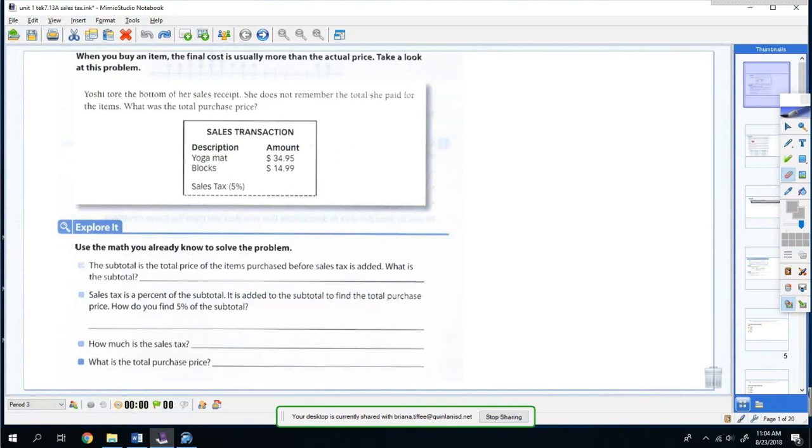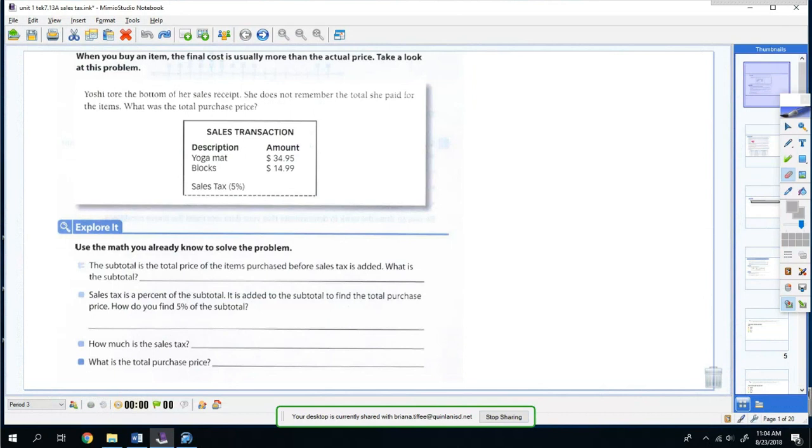Okay, so today we're going to be learning about sales and income tax. First off, we're just going to do a real quick sales tax problem. When you buy an item, the final cost is usually more than the actual price because you have to add sales tax to it. So Yoshi tore the bottom of her sales receipt, and she does not remember the total price she paid. So we need to figure out what her total price is.